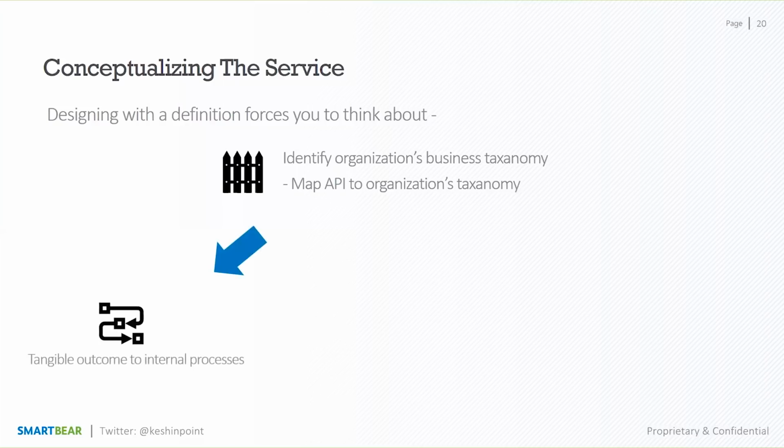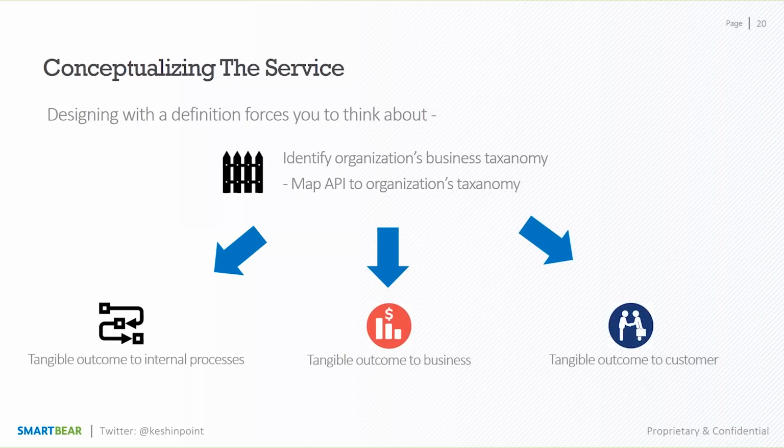So once you've identified this, you start to think about how this API can bring tangible outcomes to your internal processes. What is the tangible outcome it provides to the business? And finally, what is the tangible outcome it provides to customers? Designing the interface forces you to do all of these different things. And that's a great thing to do because at the end of the day, remember, your APIs drive your internal and external strategy.